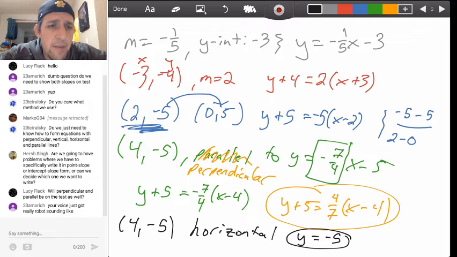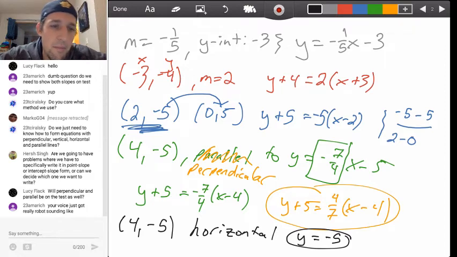Hirsch asked, are we going to have problems where we specifically write it in point slope or slope intercept form, or can we decide which one we want to write? I thought about that a lot, and in the end, I'm going to let you decide what you want to write. I don't think it's super important which you pick as long as it's accurate.